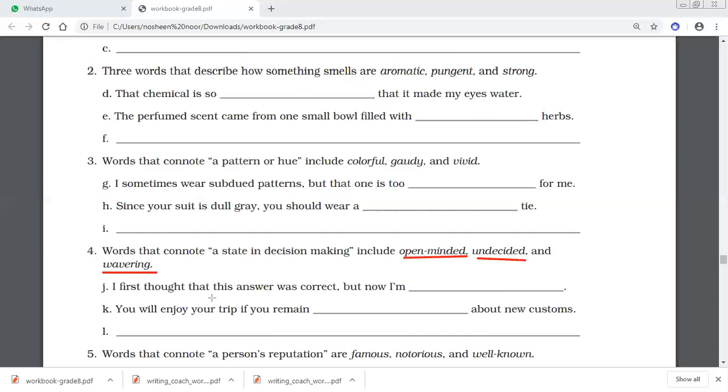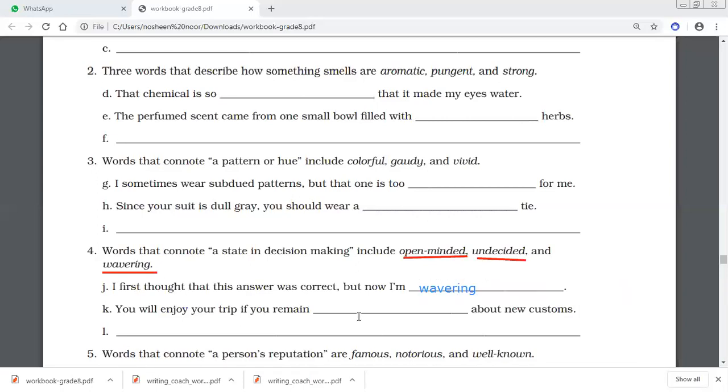Number 1, I first thought that this answer was correct, but now I am dash. So she first thought that it was correct, but now she is doubtful, so she is wavering.